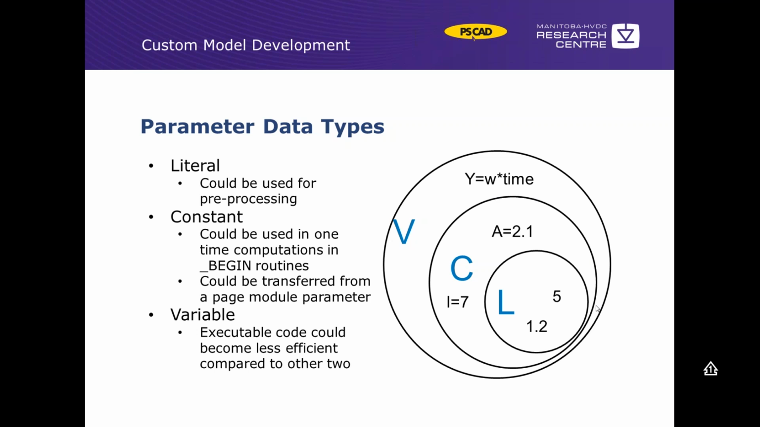So if you think about how this works, literal is a subset of a constant, and constant is a subset of a variable. That means for a signal which is asking for a constant, you can enter a literal value. It doesn't have to be a signal name. And where you need a variable type input, any of these would work.